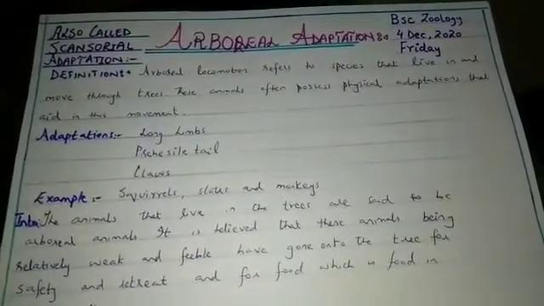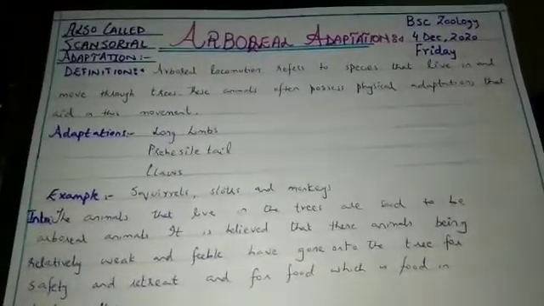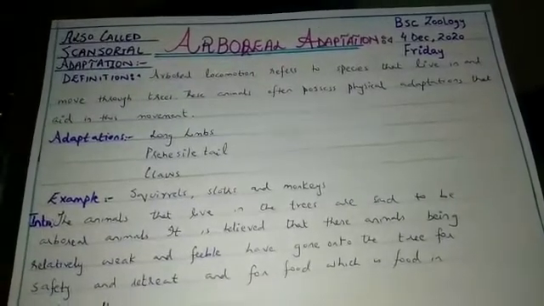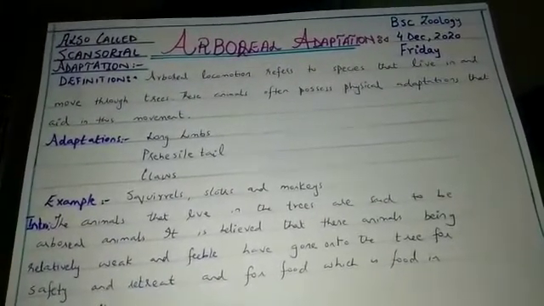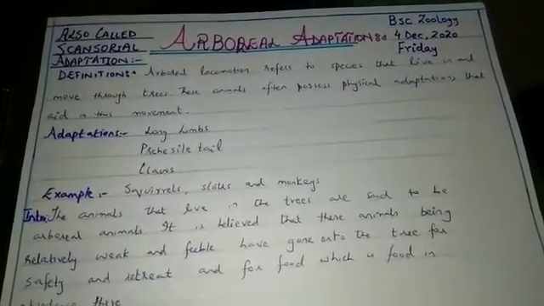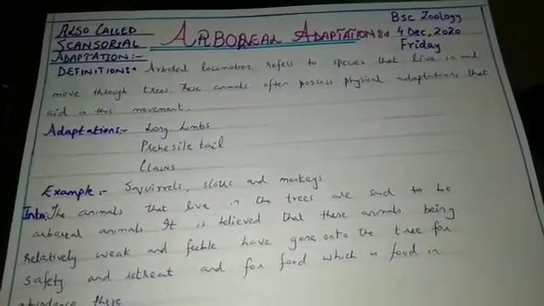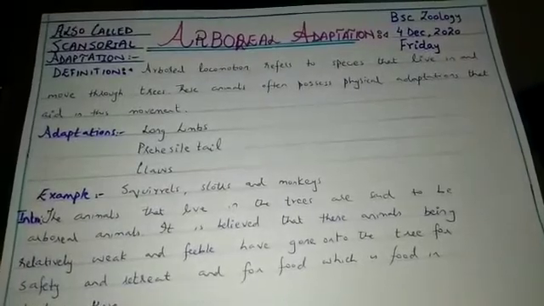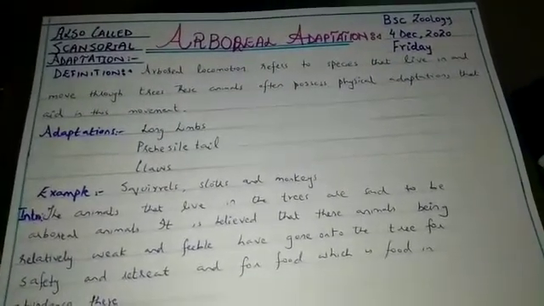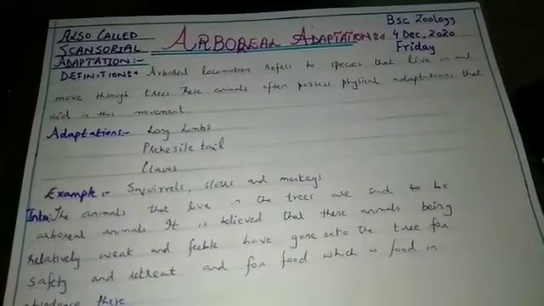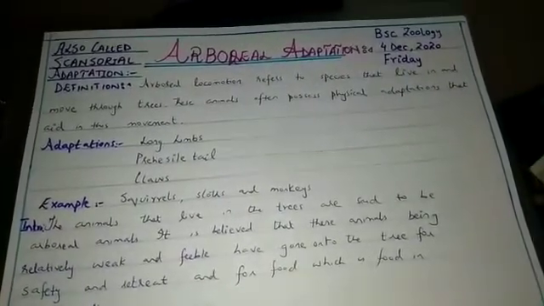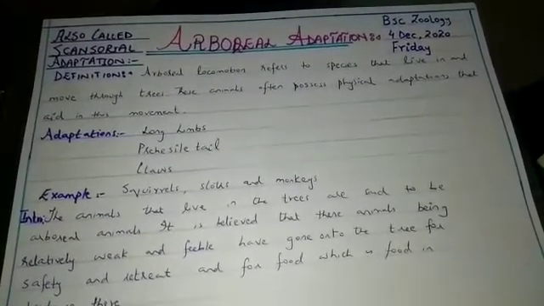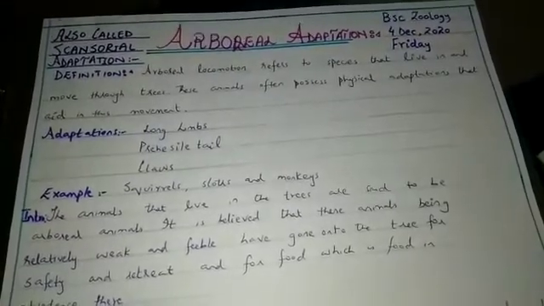Now the arboreal adaptation. As the name suggests, arboreal or scansorial is a word which is related with the tree. The organisms that are living in the tree, they are called the arboreal adaptation. There are few animals that are living in a tree, or they are making their homes inside the tree. Arboreal locomotion refers to the species that live in or move through the tree. These animals often possess physical adaptation that aid in this movement.